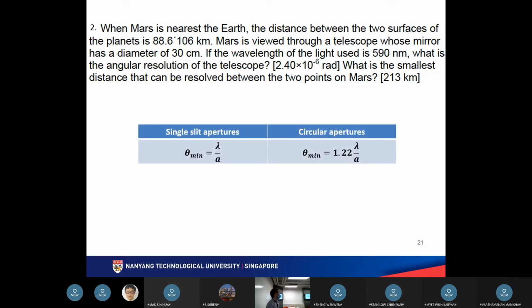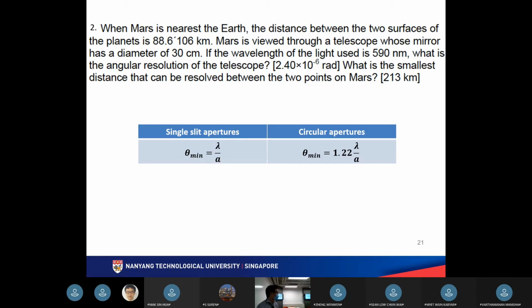So first, what we learned from, for example, my summary notes is that for a single slit aperture or a circular aperture, the angular resolution is calculated in a different way. So first, from the information given in this question, can you tell me whether we are looking at a single slit aperture or a circular aperture? Very good. Why? Because it tells the diameter. Diameter can only be assigned to a circle. This is what you should understand.